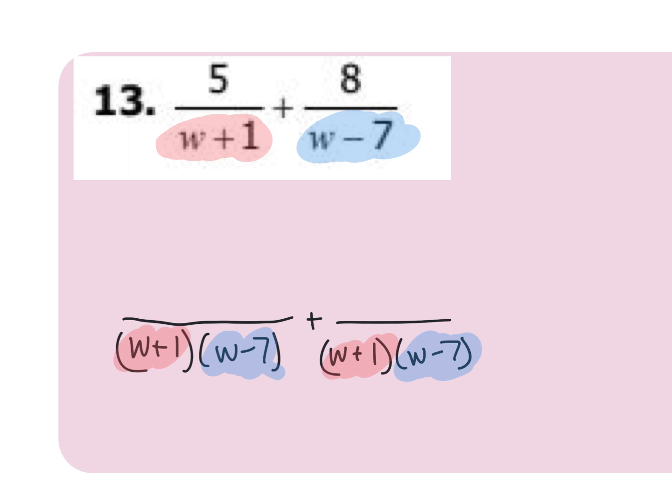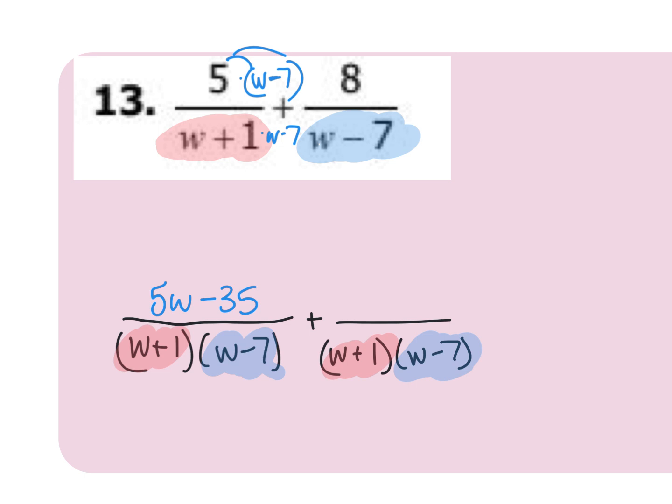We need to see what are we missing. So in that first fraction, 5 over w plus 1, I have w plus 1 already in that denominator, so I don't need to multiply by that. I just need to multiply by what's missing, which is the w minus 7. So I'll multiply by that on the bottom and the top. So 5 times w minus 7. We'll distribute that out to get 5w minus 35. Perfect. Okay, and then we move along to the second one. What are we missing there?